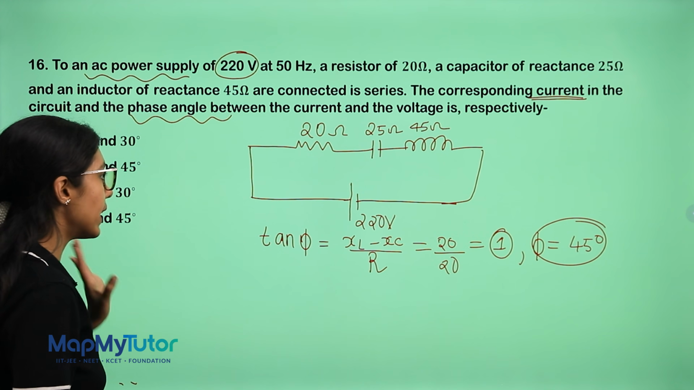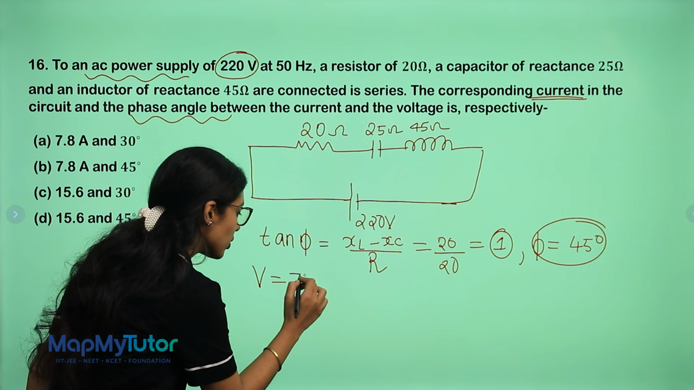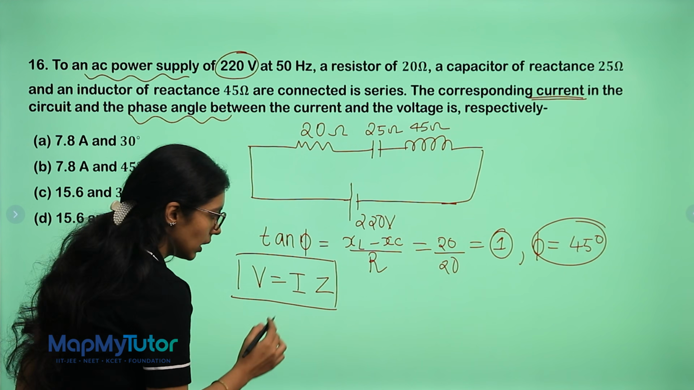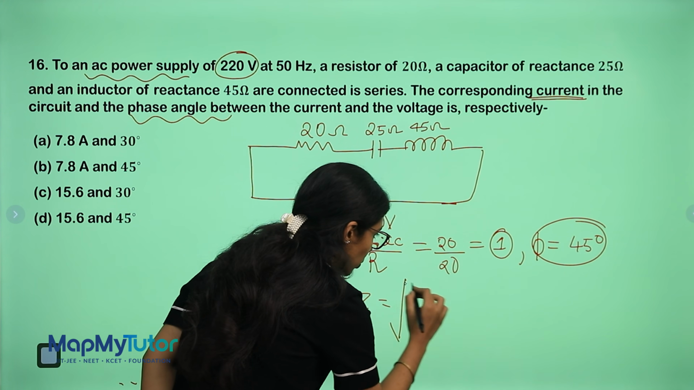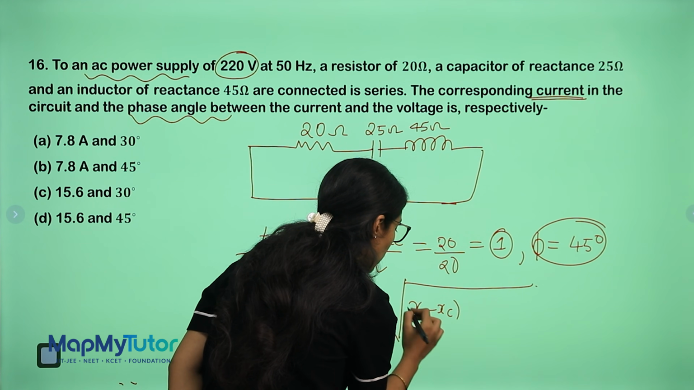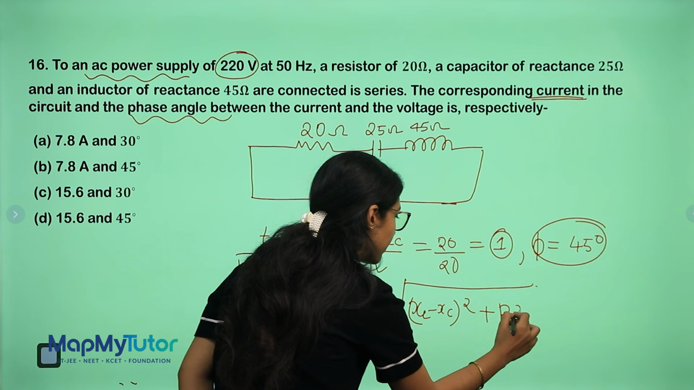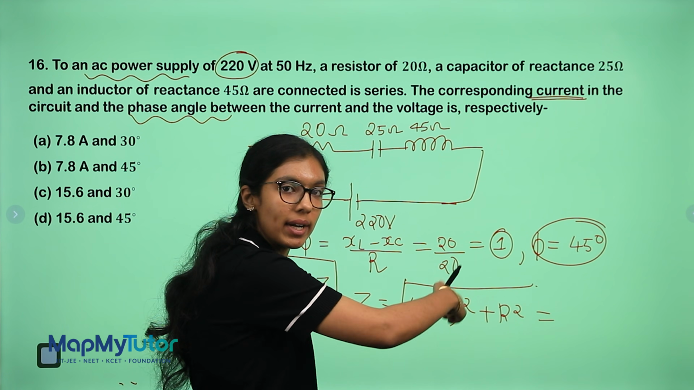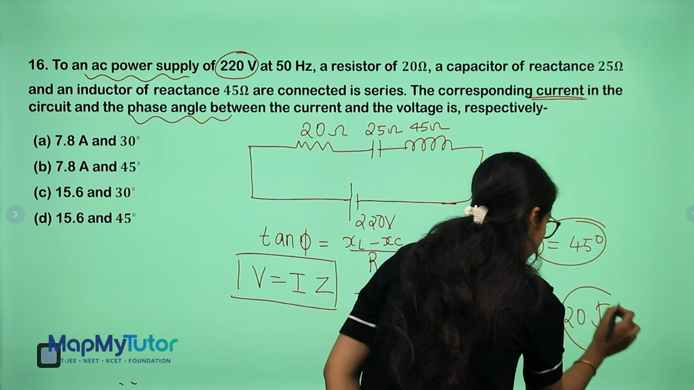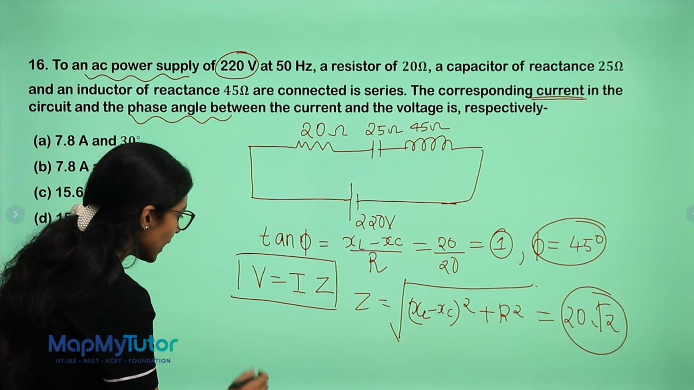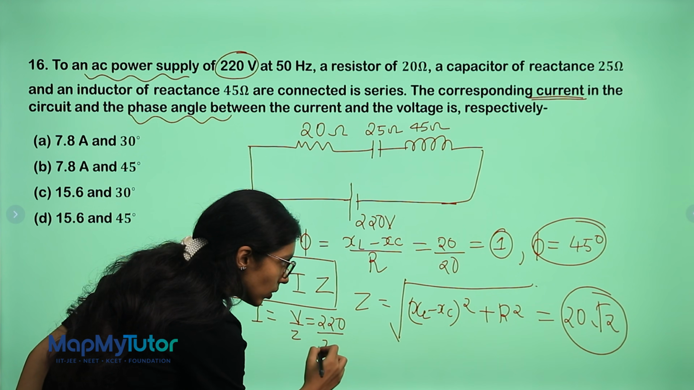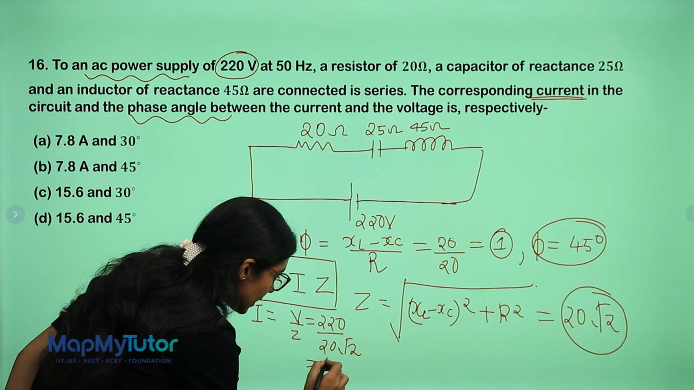Now let us solve for your current. We know V equals IZ, where Z is the impedance, which we need to find out now. So Z equals the square root of, direct formula again, (XL minus XC) whole square plus R square. XL minus XC is 20, so 20 squared plus 20 squared gives 20 root 2. Substituting that here, I equals V by Z, which is 220 by 20 root 2. So that is 11 by root 2.